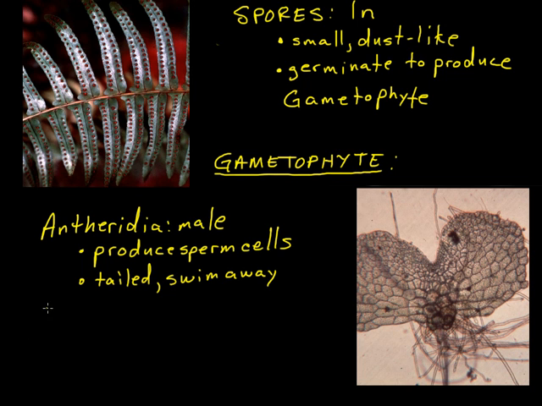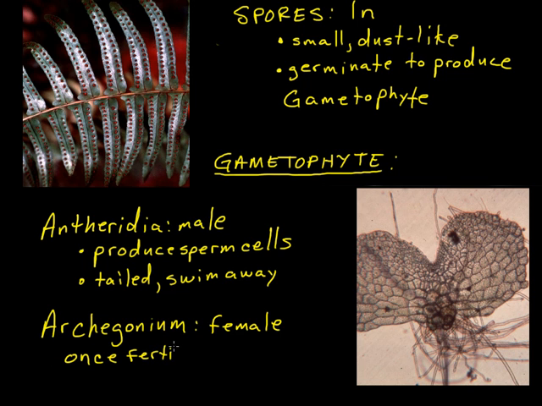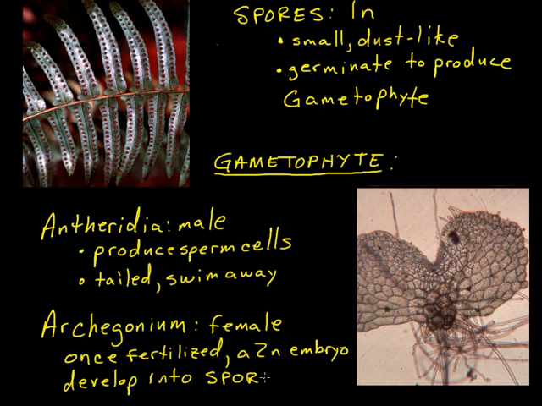When they find another gametophyte of the same species, they will find somewhere on it an archegonium, which is the female reproductive structure. And it produces an egg that basically sits there and waits to be fertilized by a sperm. Once this is fertilized, a 2N embryo will then develop into the mature sporophyte form.